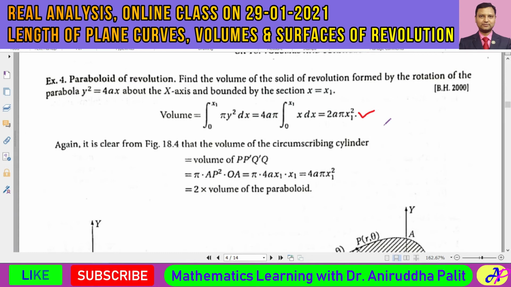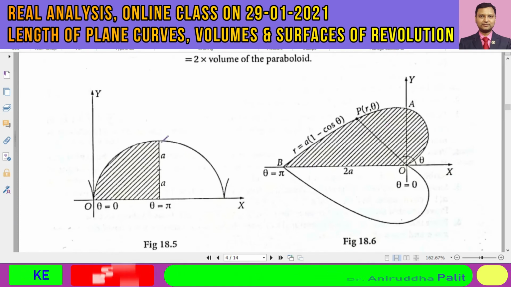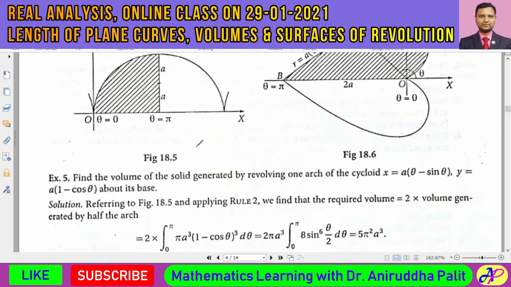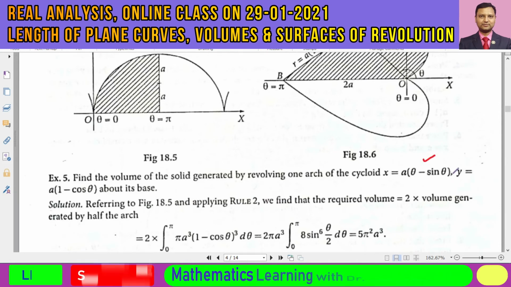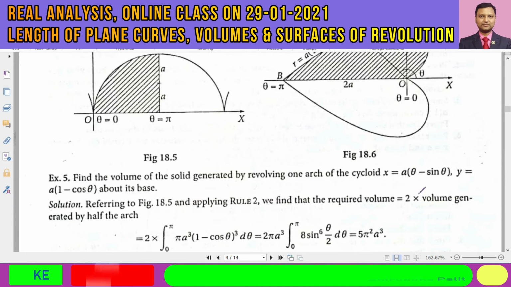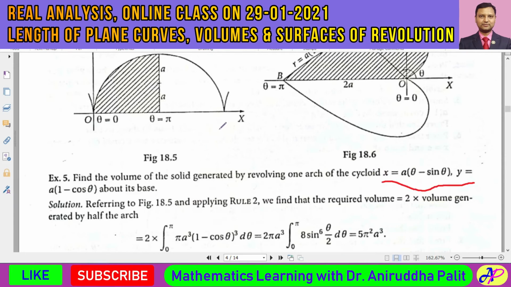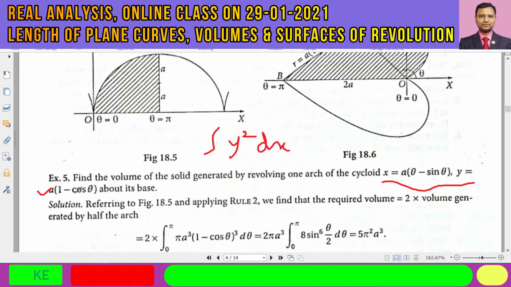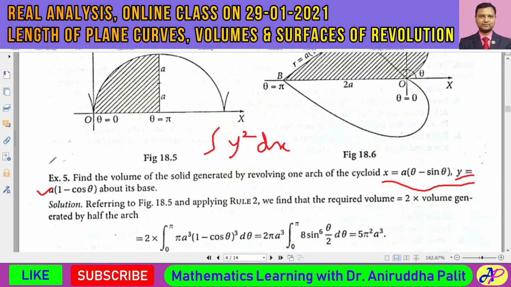Finally you would get this result, twice a pi x1 square. Alright, you can go through this kind of cycloid, this kind of equation would be there: x is equal to a into (theta minus sine theta), y is equal to a into (1 minus cos theta). So in case of cycloid, what would you do? If it is given in parametric form, the formula is from lower limit to upper limit, pi y square dx. Then in place of y, you will have to put this expression. What is y? y is equal to a into (1 minus cos theta).